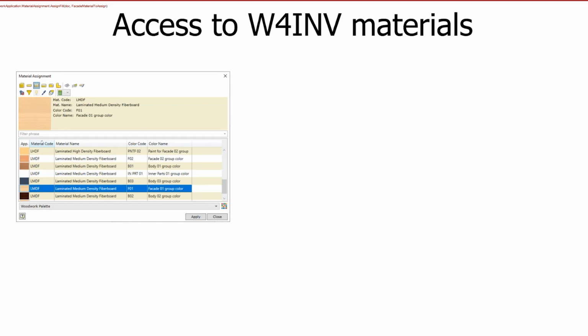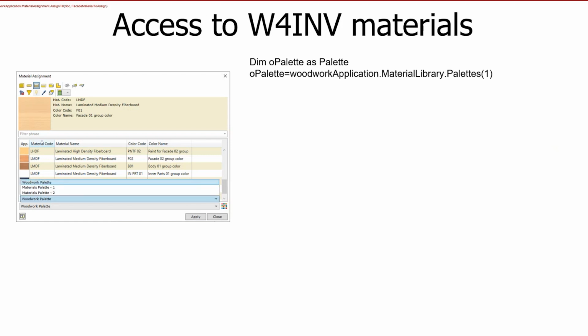Now let's look at how to access the Woodwork for Inventor materials that are in the database. The material in the Woodwork for Inventor API is expressed as a palette item object. This object is used as an argument in the assign fill or assign cover functions. If we look at the material selection dialog, we see a reflection of the database, a list of materials grouped into palettes. Remember, to access a specific palette, we select it by the palette index number. Palettes are indexed inside, and we can select a palette by index.